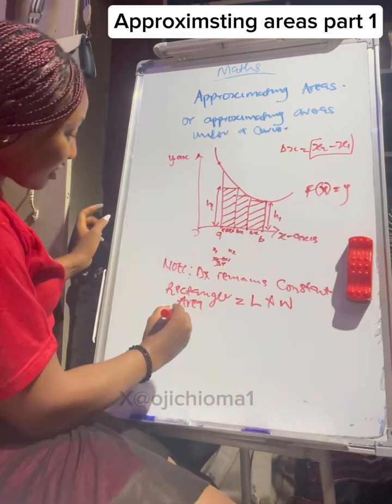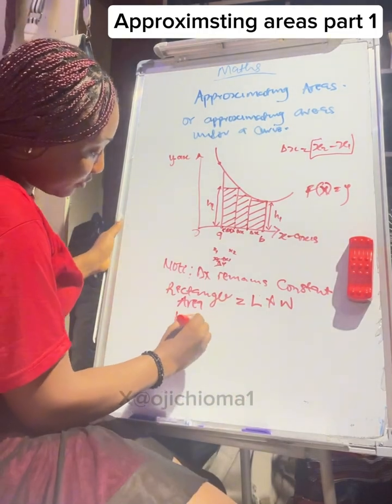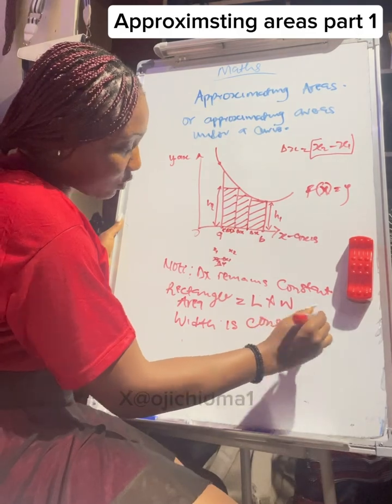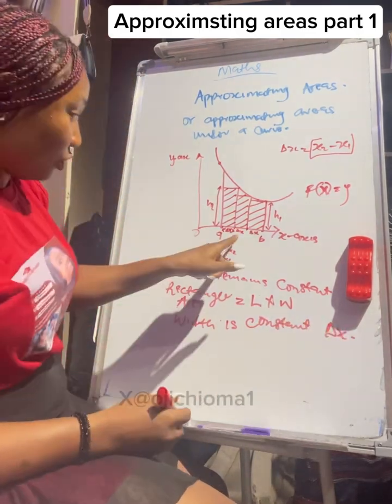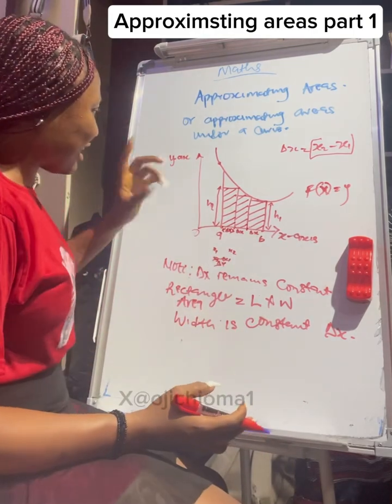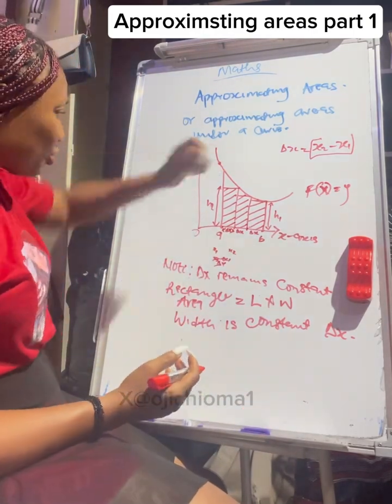Now the width is constant, which is what? The dx I told you. Do you get? Then the height changes. How do we get the height? You notice that the height is different. The height is gotten from their graduations.